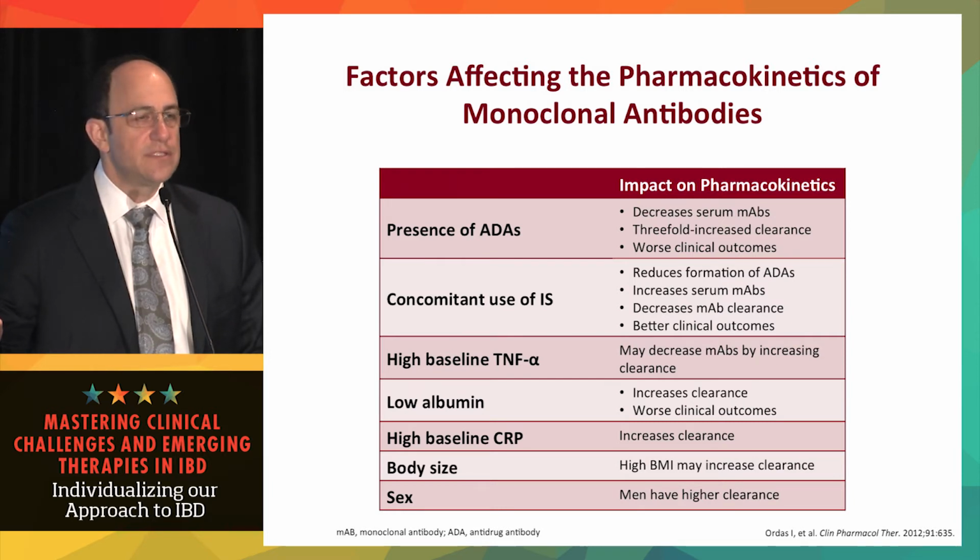If you have a fat male sitting in front of you and you're going to start a monoclonal antibody, you should have a low threshold to be thinking about needing more drug right off the bat. So these are the high-risk patients. So think about that person sitting in front of you.